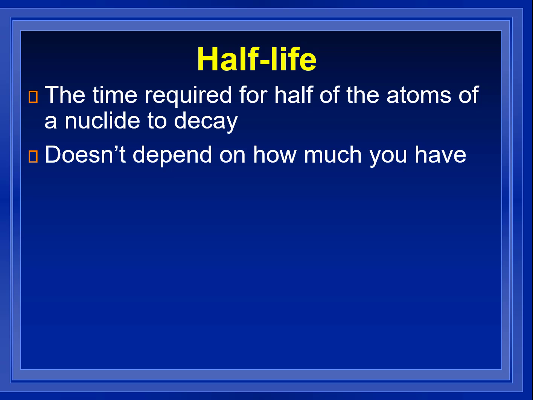So if I start off with 100 grams, after one half-life I'll have 50 grams. If I start off with 50 grams, after one half-life I'll have 25 grams. Doesn't matter how much I start with. Okay, to give you an idea of how that randomness works.